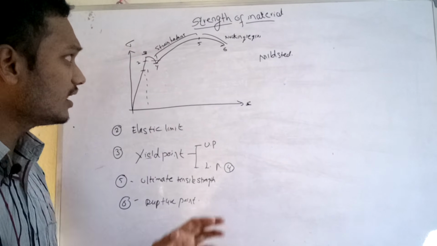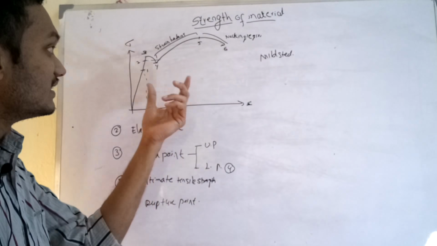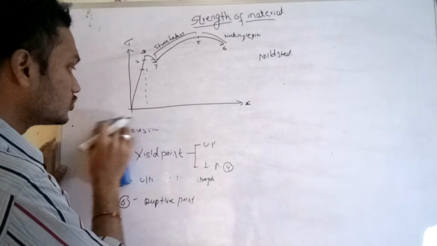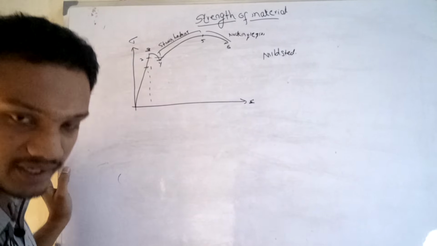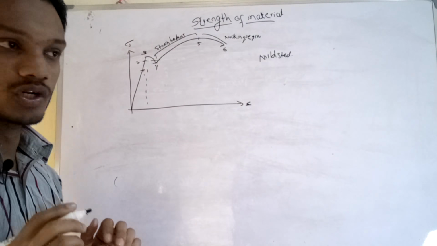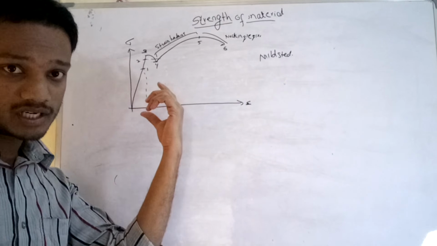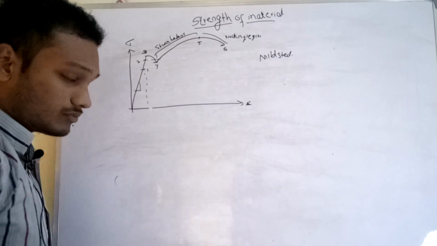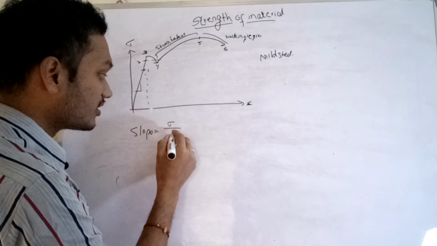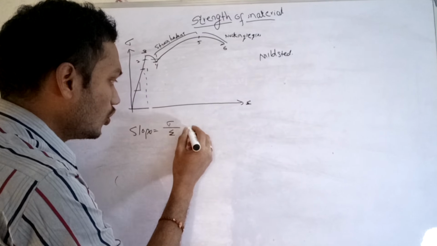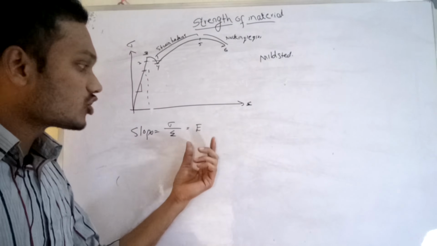Now, what is the use of this stress strain curve? From the stress strain curve, you can get one important property, called the elasticity modulus. See here, this is a straight line up to the proportional limit. This straight line has a slope, which is stress divided by strain. This slope is represented by E. It's a constant. E is the elasticity modulus.